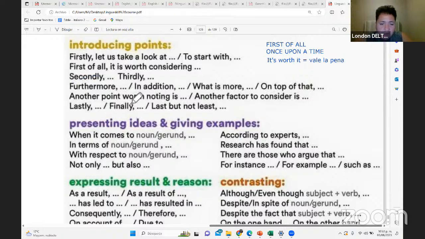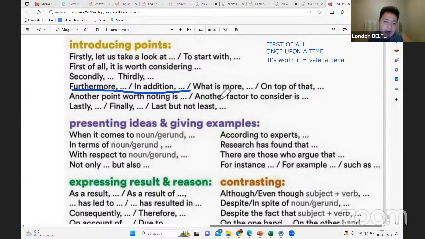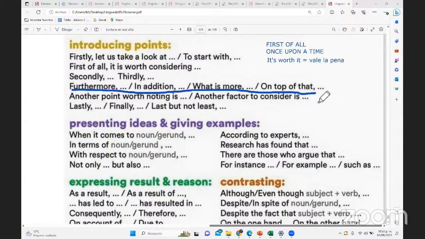Can you please read the next couple of expressions, please, Jackie? Vamos a leer todas estas expresiones de aquí, please. ¿Cuáles, perdón? These, the ones that I'm highlighting here.